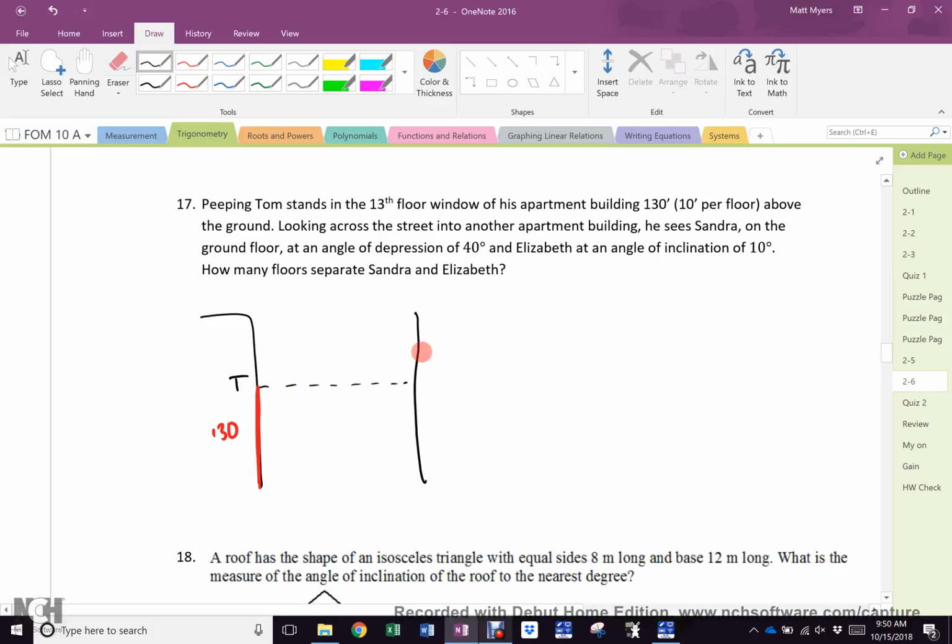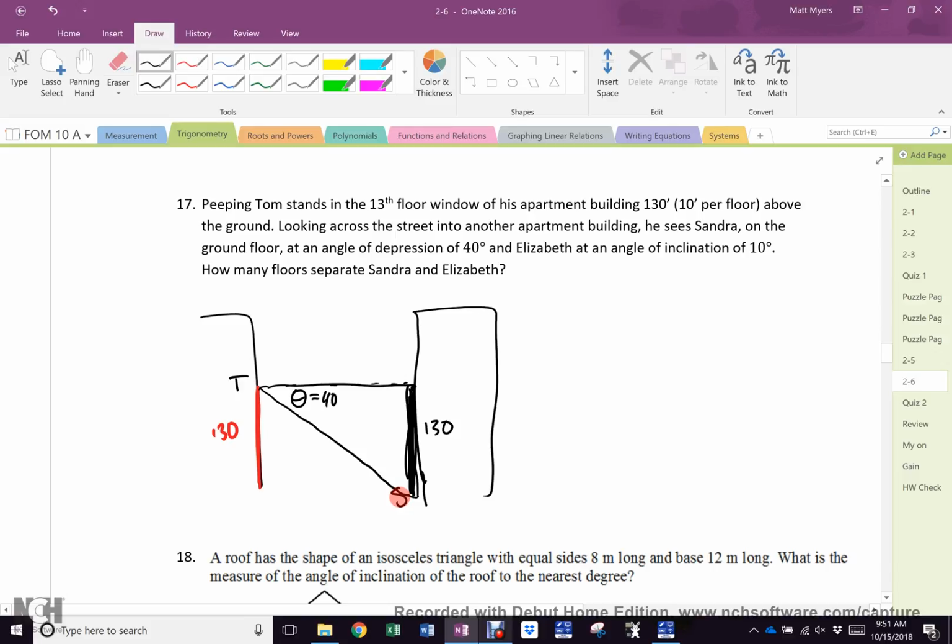There's another building. Tom, being a creeper, notices that there are people in that building. He looks down at the ground and he sees who's on the ground. Sandra is on the ground. Once Tom's eyes go down to Sandra, what has he made? An angle of depression. A theta right there of what? 40. Do I know this distance? 130. Of course I do, because it's the same as over here.